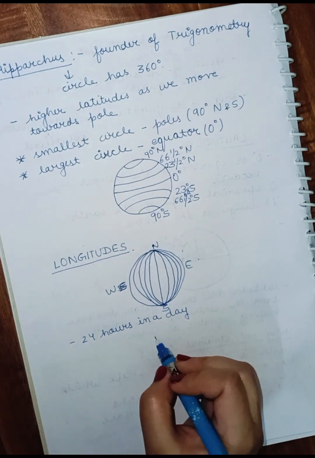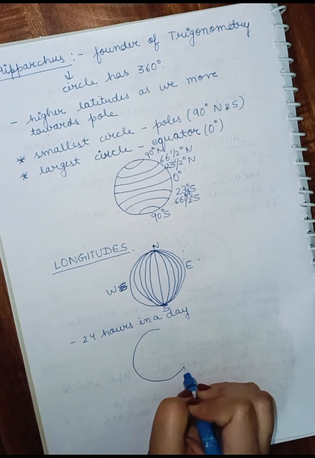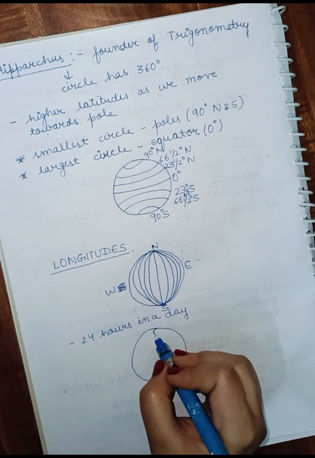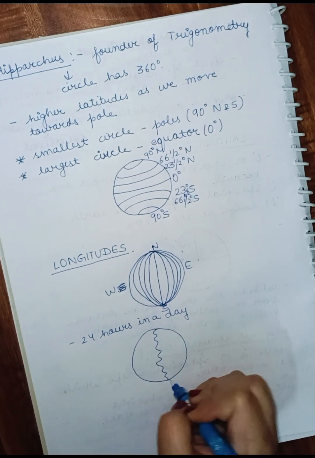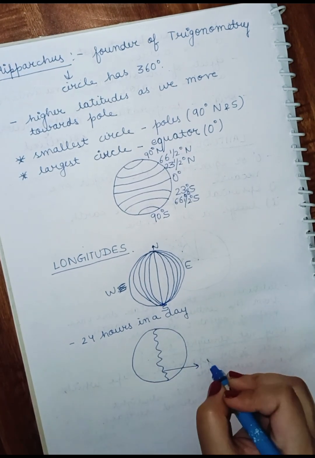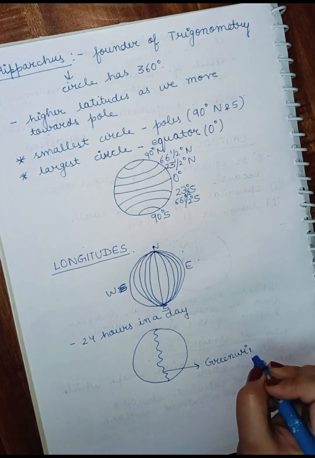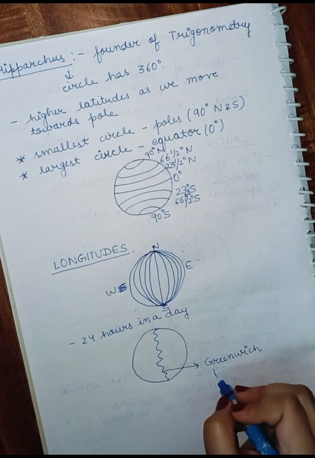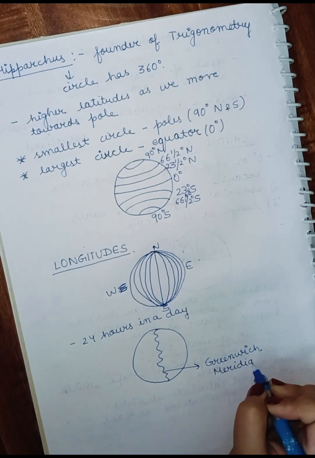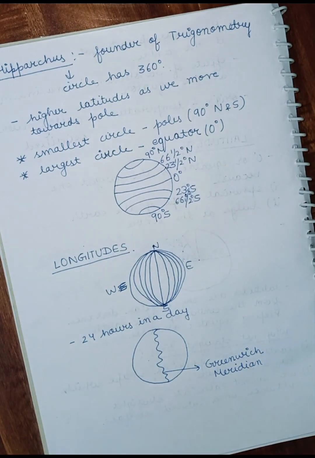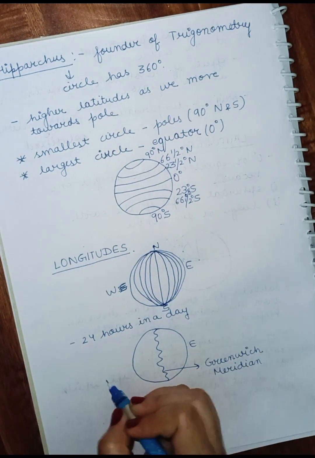The Greenwich meridian. If this is the Earth, then this is the Greenwich meridian, which divides the Earth into two parts, east and west. This is east and this is west.